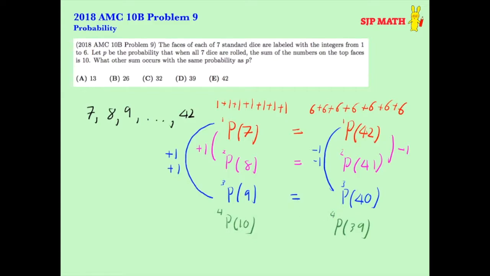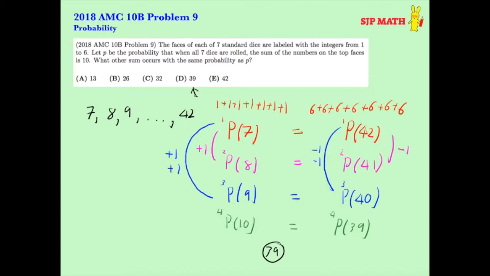And from what we discussed, synthesizing the patterns we found previously, we can conclude that P of 10 is equal to P of 39. So therefore, 39 has the same probability as the sum of 10. So the answer to this question would be 39. I'll just put that in black. 39. And there's our answer, D.